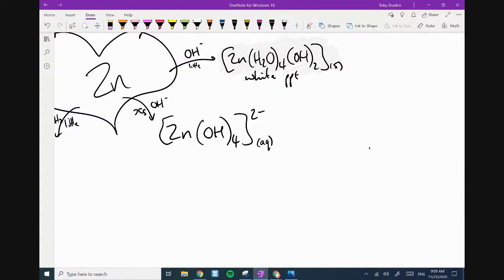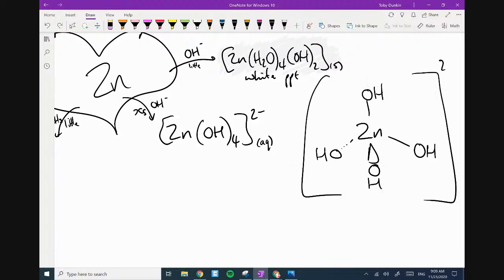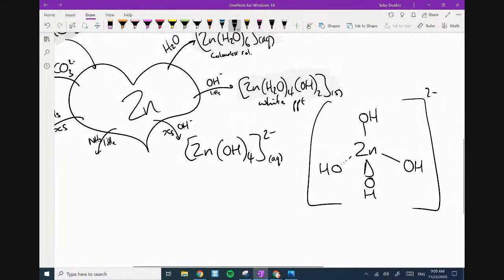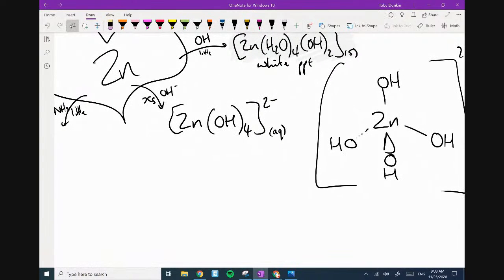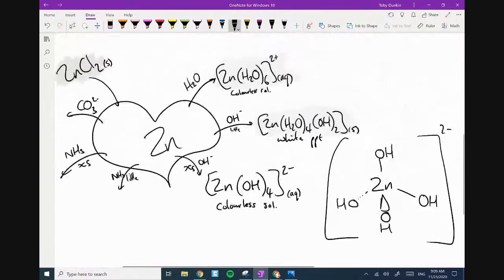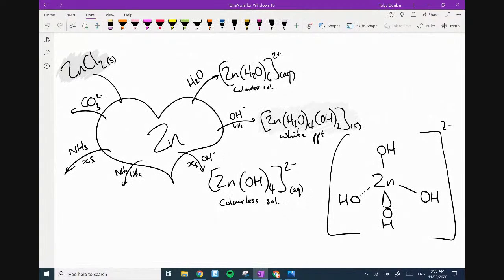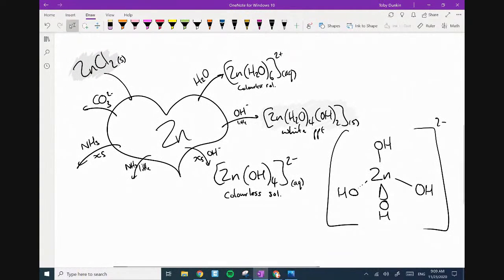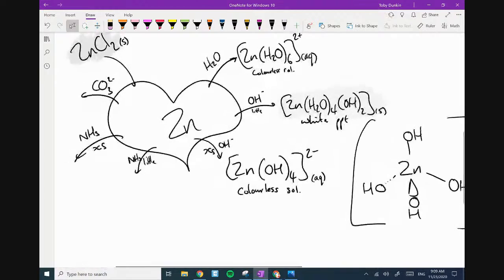I don't know why I deleted it. I quite like it, so I'm just going to leave it there. There we go. So you form a tetrahedral complex of the tetrahydroxy zinc 2- complex. And this is a colorless solution. It redissolves. Colorless solution. Okay, next. It's nice to show the difference between colorless and white. So yeah, I prefer that.